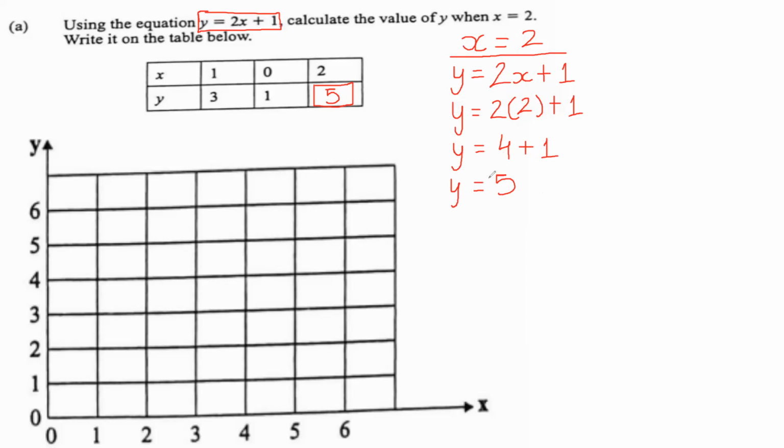Explain how we got y is equal to 5. We start off by writing out the formula, y equals 2x plus 1, and x is equal to 2. So we rewrite it and it becomes y equals 2, then put the parentheses, and put 2 in the parentheses, plus 1. And you solve the parentheses, and then you rewrite the formula, and it becomes y equals 4 plus 1. And then you solve it, and it becomes y equals 5.